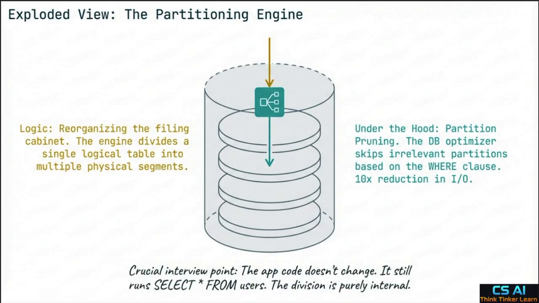First, we look at partitioning. Think of it as reorganizing a filing cabinet. You aren't adding new space. You're just dividing one logical table into internal physical segments. The best part for your interview? The application code doesn't change. It still runs select star from users. The database engine uses partition pruning to skip irrelevant segments, giving you a 10x reduction in I/O for free.